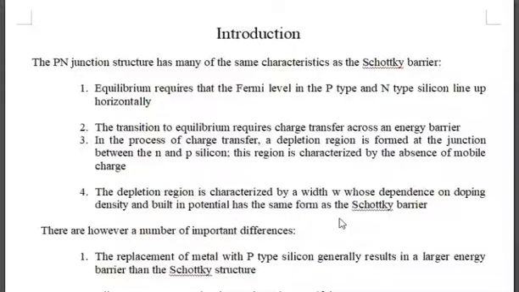On the P side, the levels for EC, EI, and EV always bend down, and on the N side, EC, EI, and EV always bend up.